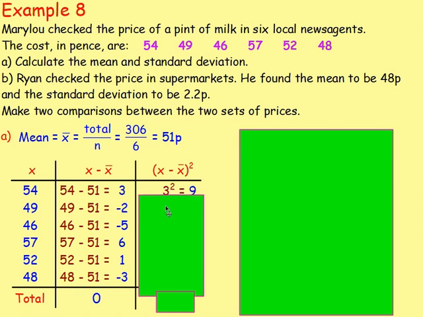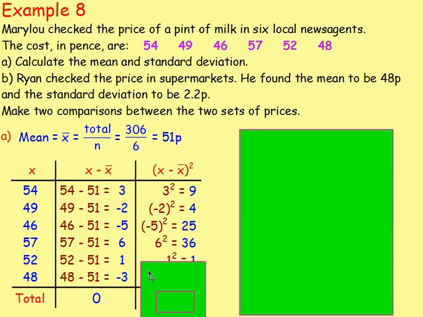So 3 squared is 9. -2 squared, well, a negative times a negative is a positive, and 2 times 2 is 4. Remember, in this column, every single one of the numbers will be positive, whether this number here is positive or negative, because when you square a number, you always end up with a positive. 6 squared gives you 36, the 1 squared, and then the -3 squared. If you add them all up and again get a total, so 9 add 4 add 25 add 36 add 1 add 9, that gives you 84.